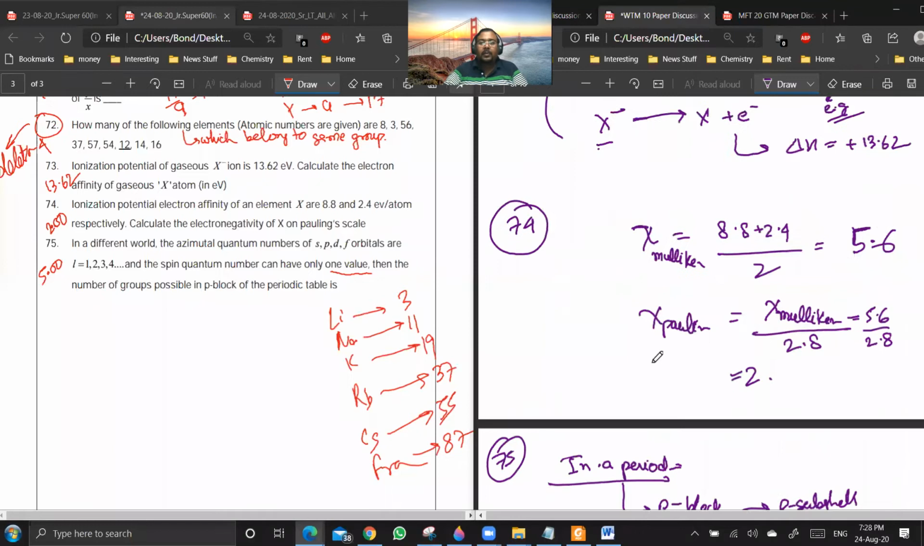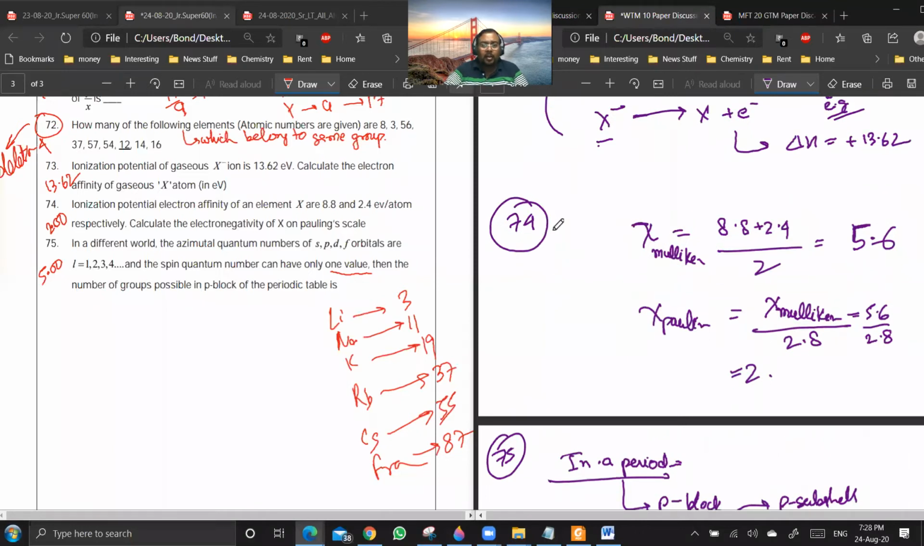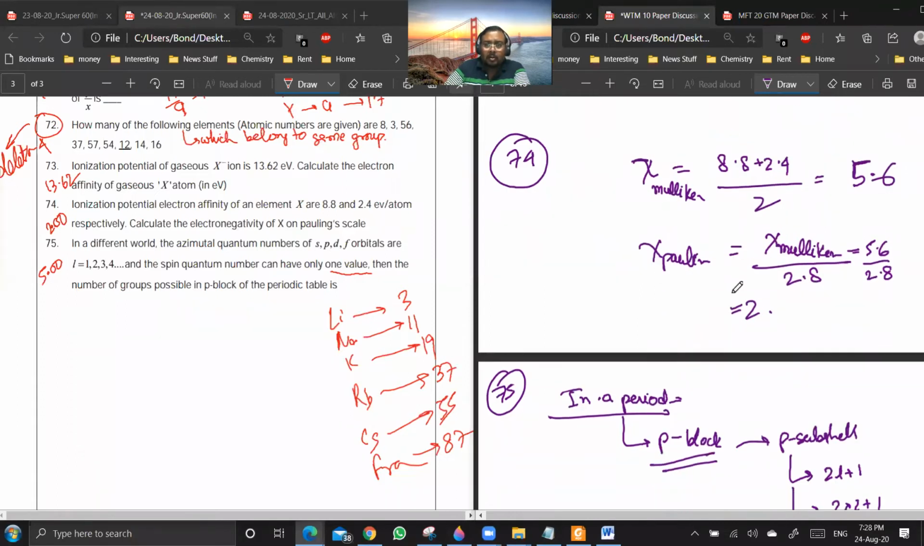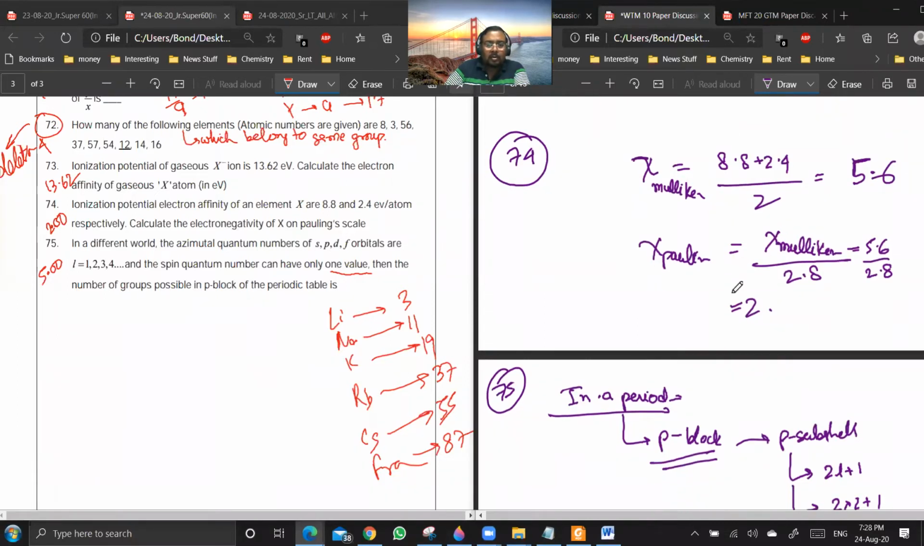So 74. The 74th, I have given you the formula, I think. Only scale we can calculate and divide by 2.8. I was not expecting that they will give this question, but luckily for you people, you know the formula. So it is good. But don't expect this type of questions coming in IIT-JEE. Sir, why did we divide by 2.2?